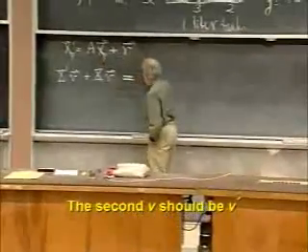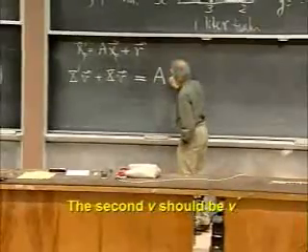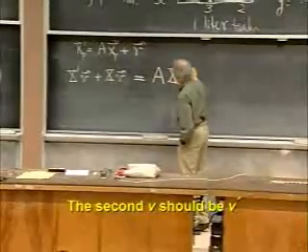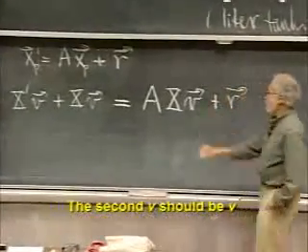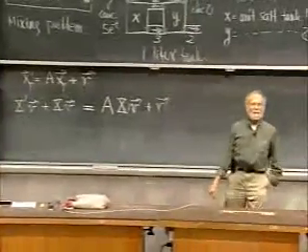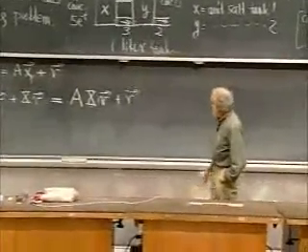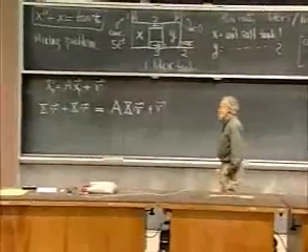Well, the right-hand side is A, and now I substitute just xp in, so that's A times X times v, plus r. So is this progress? So what's v? Looks like a mess. But it's not.